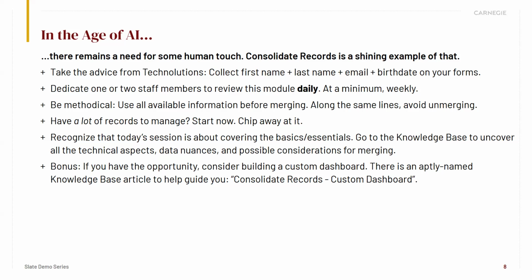So, key takeaways. Take the advice from Technolutions. You should be collecting first name, last name, email, and birth date on your forms or elsewhere in order for Slate to do its job. Now, I will say there are some creative ways to hide that information. For example, on an app scoped form, you could pre-populate that information and make it read-only or hide it. So there are considerations there for a better user experience, but in general, collect those 4 data points in order to help Slate do its job.